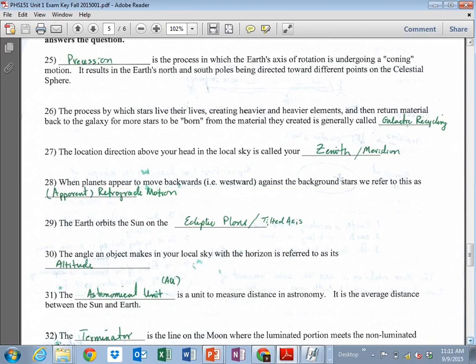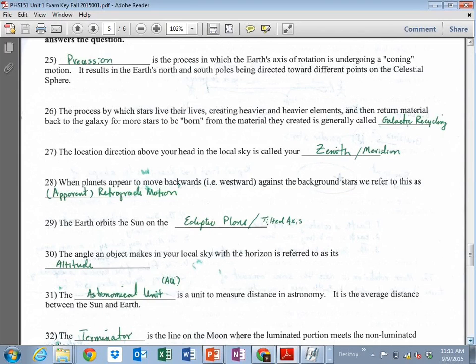Question 29, I was after the ecliptic plane, but I didn't like the wording of the question. I must have gotten in a hurry. It says that the Earth orbits the sun on the, and then I was after the ecliptic plane, but I would take some form of tilted axis. So if you got that and I counted it wrong, let me know, because I think I gave full credit for that.